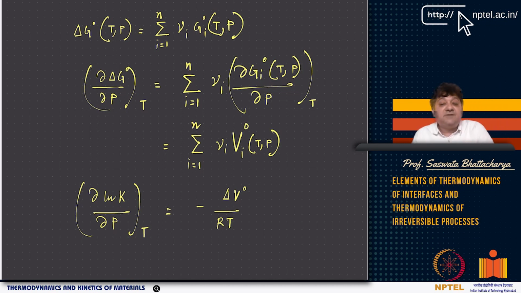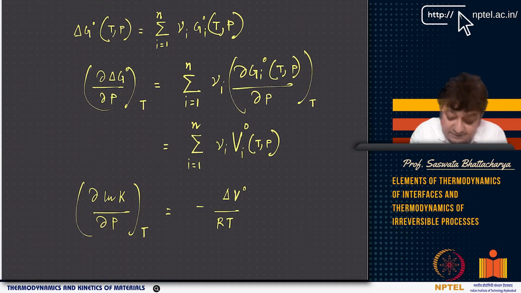Right? Vi0 is basically the volume of species i in the standard state, that is, the pure state, where only that species exists. And nu i is the stoichiometric coefficient. Now, if you look at that, you see ∂G0/∂P. G0 has a nu i, so ∂G0/∂P is basically the summation of nu i Vi0, at constant T.